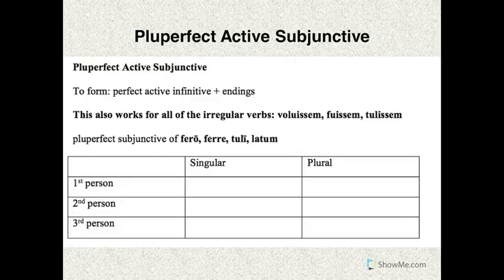For the pluperfect active, as you may recall, we took the perfect active infinitive form and added our endings m, s, t, mus, tis, and nt. The same pattern once again holds true for our irregular verbs, and we get forms like voluissem, fuissem, and tulissem.